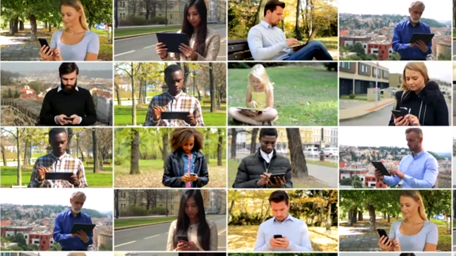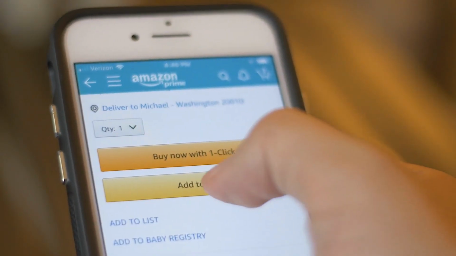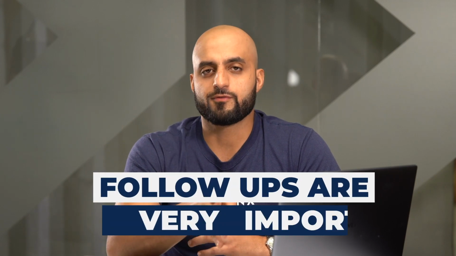But the truth is that a lot of people are going to click on your ad, and some of those people are going to go through the process of adding to the cart and going through the checkout. There are ways that you can capture these leads, right? When they're at checkout, some people are obviously going to continue buying the product, or they're just going to abandon the add to cart, right? At that point, you have their email, and now the follow-ups are very important.